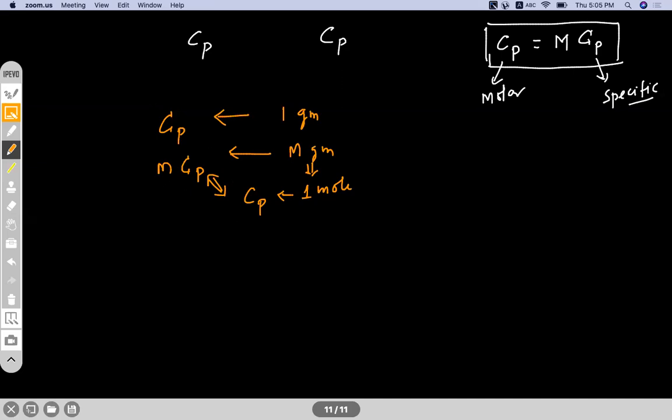Clear? So 1 gram is a specific heat. M gram is M times the specific heat. M gram is 1 mole. 1 mole is molar heat. So molar heat is nothing but 1 mole, M grams, or MCp. So molar heat is equal to M times the specific heat. One second, I'll go back. Clear? Understood, guys?